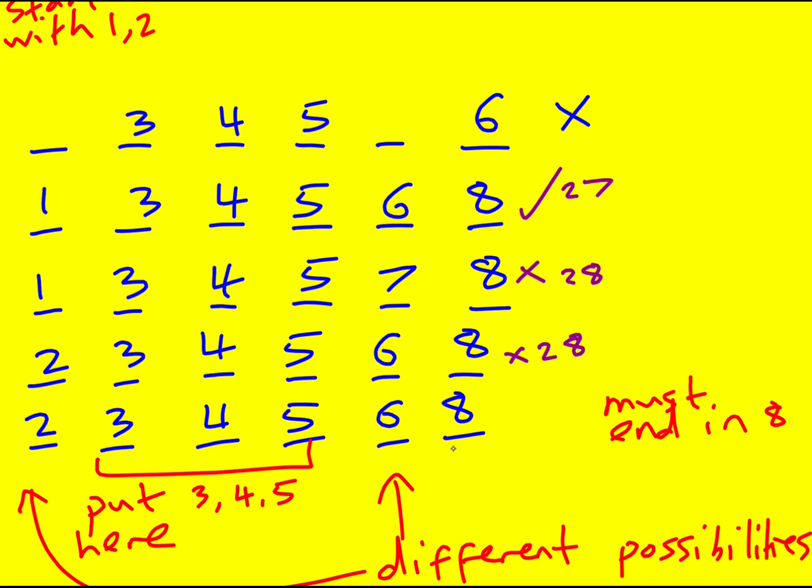Oh, sorry, I've written down the same one twice. That's meant to be a 7. I might have spotted that. Apologies. So in this one it's just going to be one more. It's going to be 29.